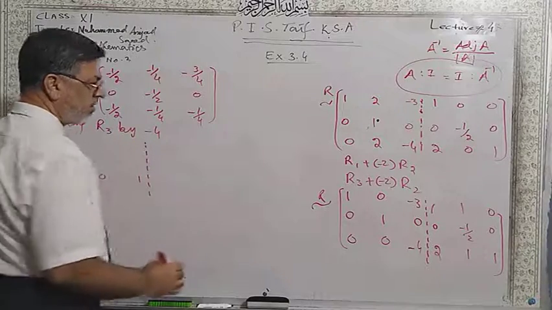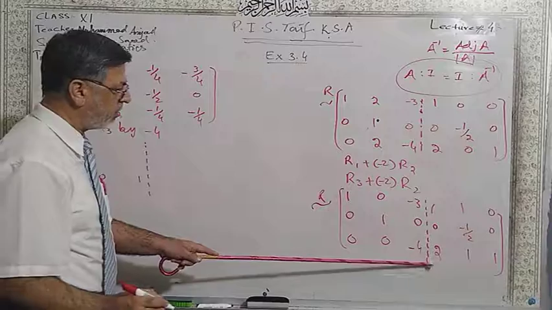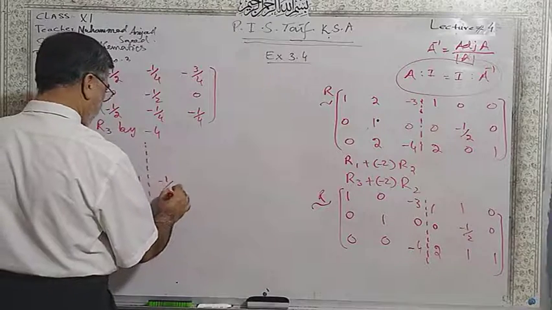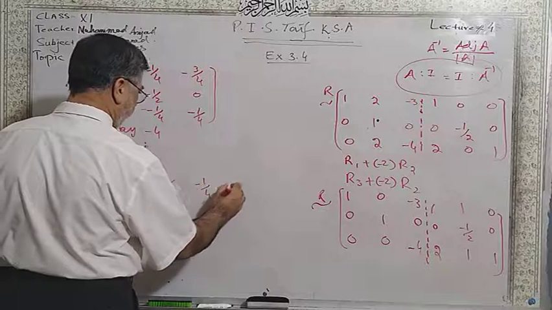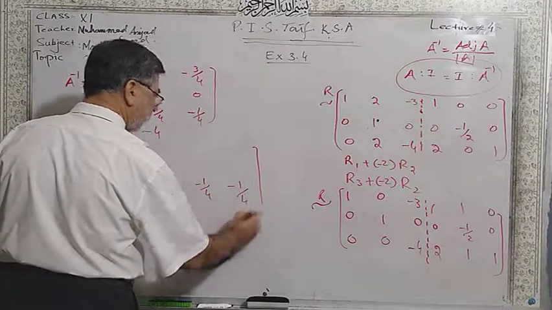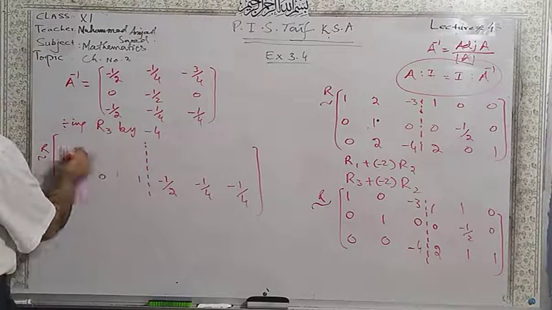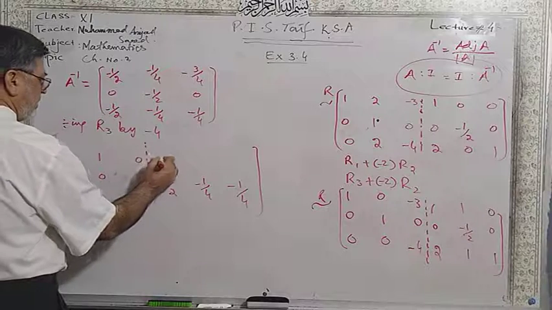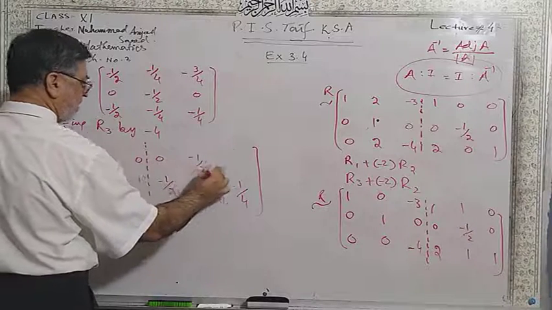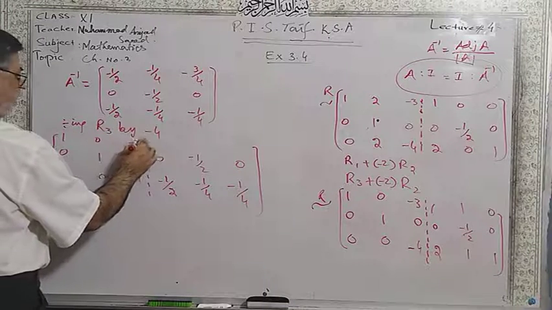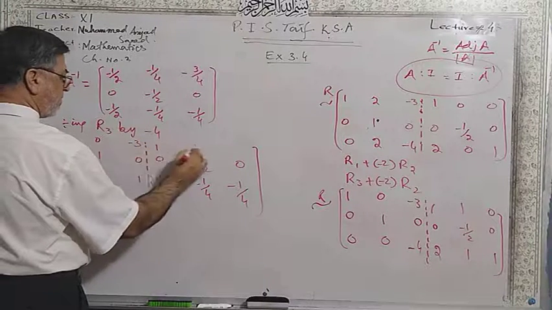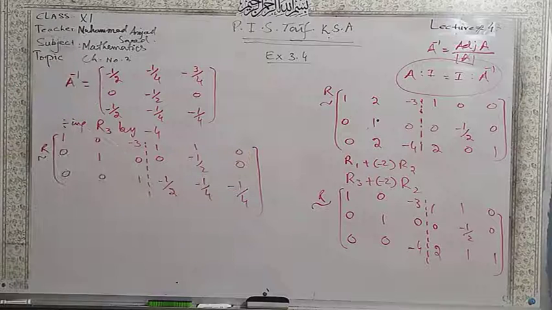Here 2 divided by minus 4 is minus 1 by 2. 1 divided by minus 4, minus 1 by 4 and minus 1 by 4. Here is 0, 1 and 0. This is 0, minus 1 by 2 and 0. Here was 1, 0, minus 3. This is 1, 1 and 0.